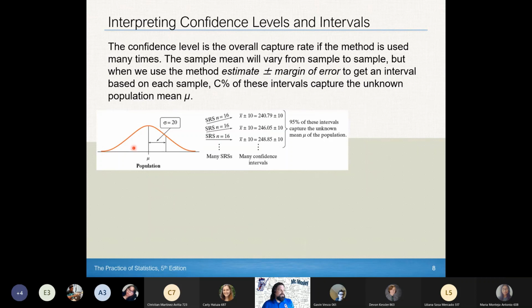So again, we see our example. We start with a population with a known standard deviation, unknown mu. We do a lot of simple random samples of the same size. We get a distribution of X bars, and we plus or minus our standard deviation, and we get a bunch of different confidence intervals. Right, 95% of these intervals capture the unknown mean mu of the population.